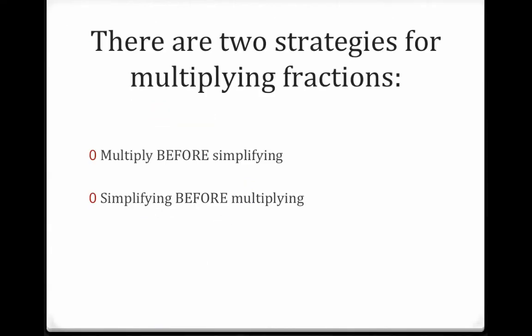Now there are two strategies for multiplying fractions. We can multiply before simplifying, which means we multiply the numerator, then we multiply the denominator, and then we simplify a fraction. Or we can simplify before multiplying, which means we take our fractions that we start with, simplify, and then we multiply. And when we do that, after we multiply, we'll end up with a fraction already in simplest form. And I'm going to go over the two ways of how to do that now.